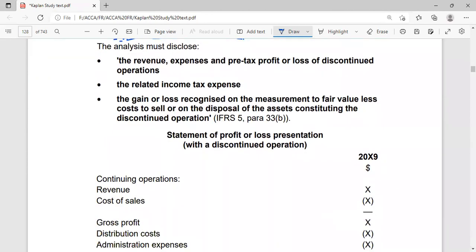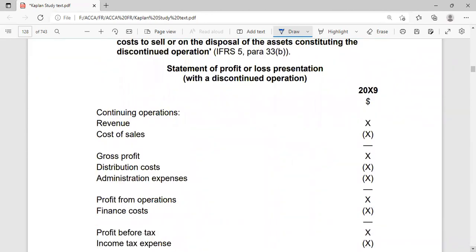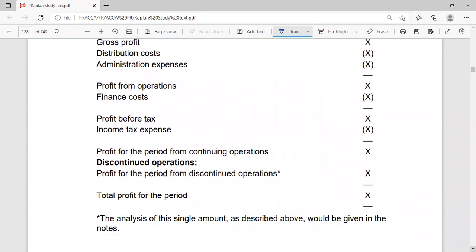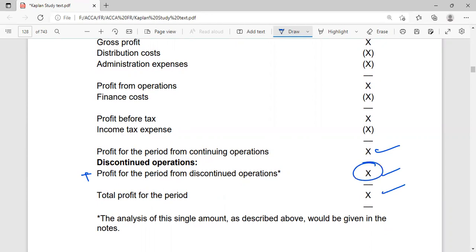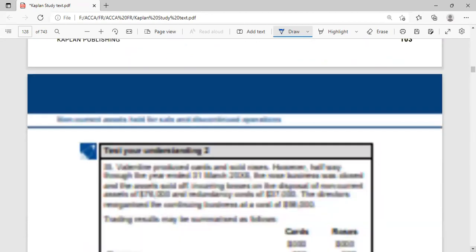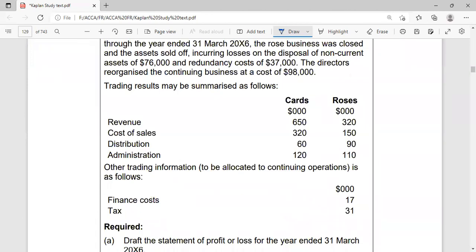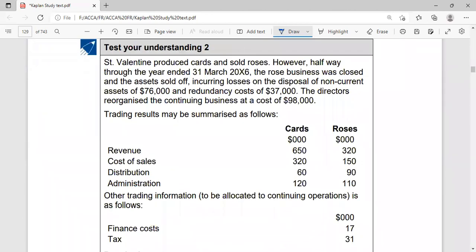Then this is the statement of profit and loss with the discontinued operation. First, we calculate the profit or loss for the continued operation. We add profit for the period from discontinued operation, giving total profit. Analysis of this amount is provided in the notes or along with the statement of profit and loss. So this is the one.